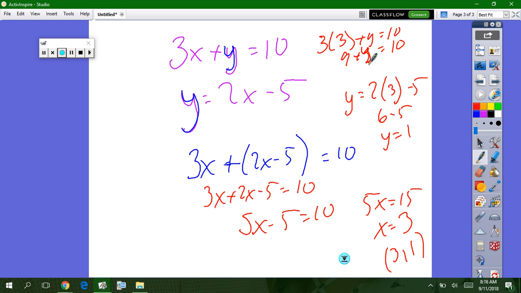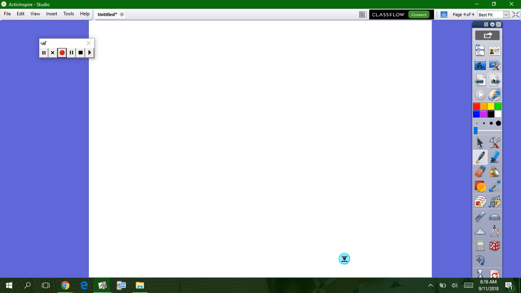That's the only time I would do substitution. Okay? If you already have something solved for a variable, nice. It's pretty easy going. But, okay, what if I come back to this exact same equation, but just write it a little bit differently.